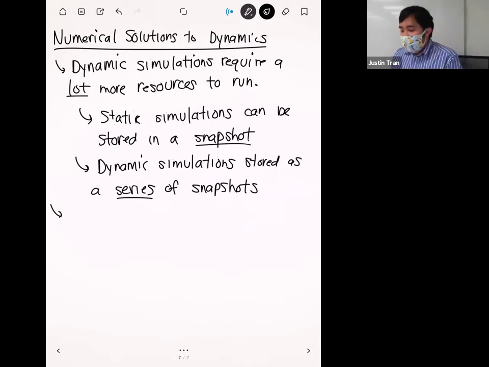And so the other thing with numerical solutions to dynamic problems is that they kind of require a whole new set of theory in order to solve. Because the big difference here compared to statics is that we're now incorporating time into the solution.